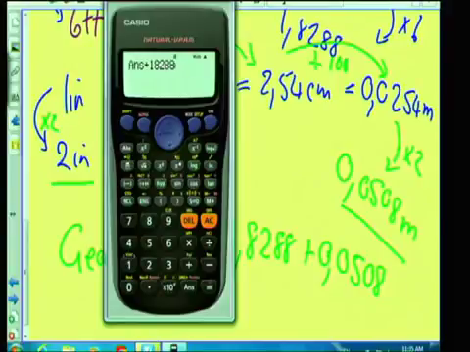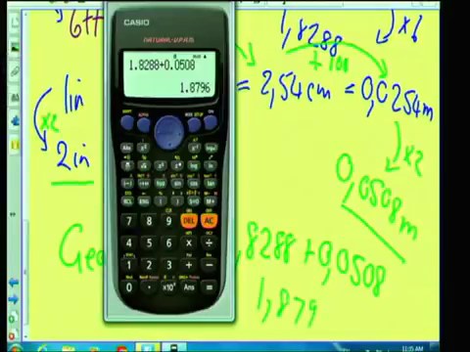1,8288, equals, and there we've got, you know what, I didn't do the right addition. Let's do it again. Make sure you get your commas in the right place. 1,8288 plus 0,0508 equals 1,8796 meters.